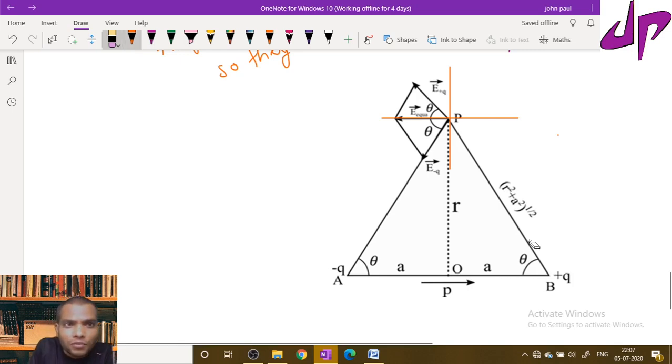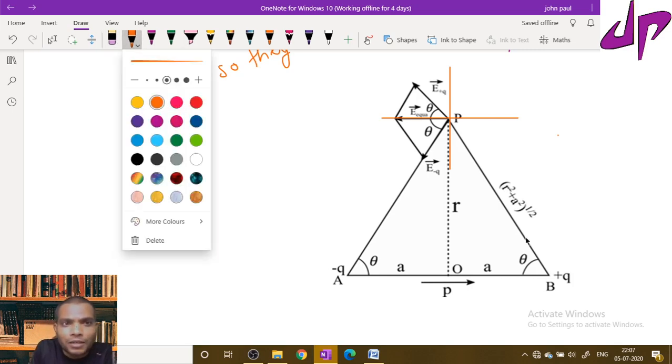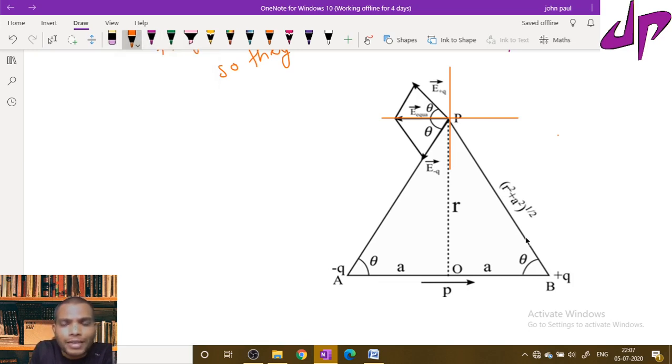So finally I can write that the electric field at an equatorial point is the sum of the two components. For that, first we need to write the electric field due to the positive charge and the electric field due to the negative charge. Now the electric field at point P due to plus q charge.